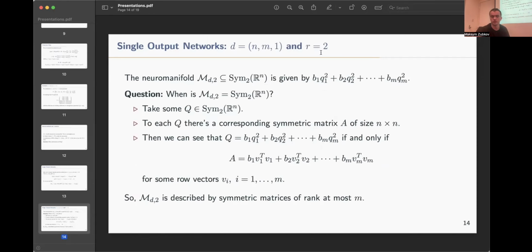So for example, when R is equal to 2, let's come back to our quadratic forms. In this case, the image is going to be given by this sum. So the question is, when is the image of my weight map going to be equal to the entire space? In other words, whenever I take some quadratic form, what dimension for my hidden layer do I need to pick to make sure that I hit this quadratic form for some weights? If you think in terms of symmetric matrices, whenever you're given a symmetric matrix of rank n, how many rank 1 matrices do you need to add to reconstruct the original matrix A?